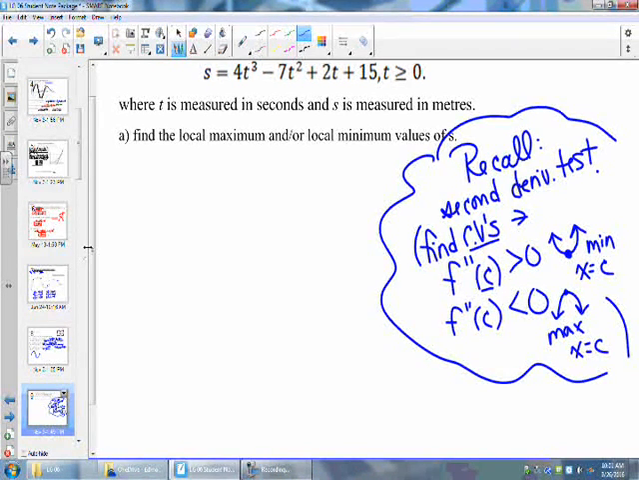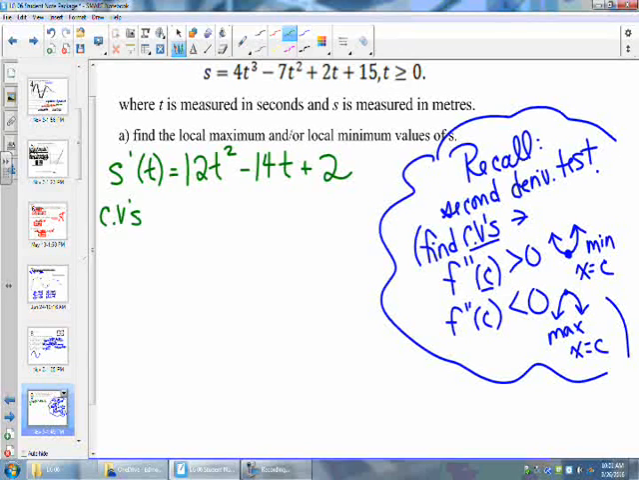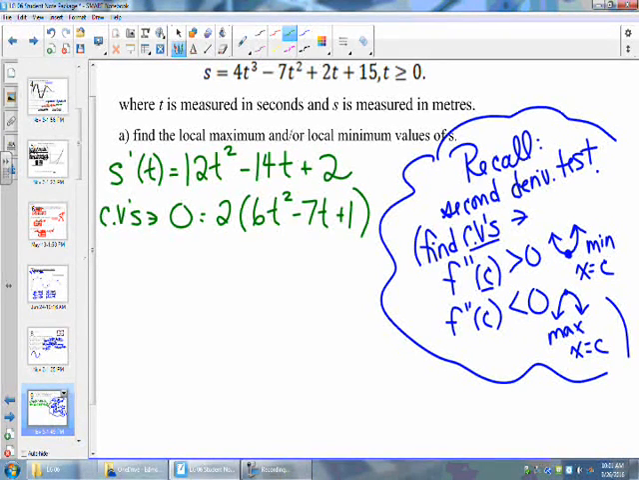Okay, I'll just do the rest in a different color. So obviously the first thing we need to do is find that first derivative to figure out what our critical values are. So the first derivative is 12t squared minus 14t plus 2. And if I set that equal to 0 to find our critical values, I can basically factor out a 2, and I'm left with 6t squared minus 7t plus 1. Now, I can use my PSA2 method. There we go. And we know it's going to be -6 and -1.